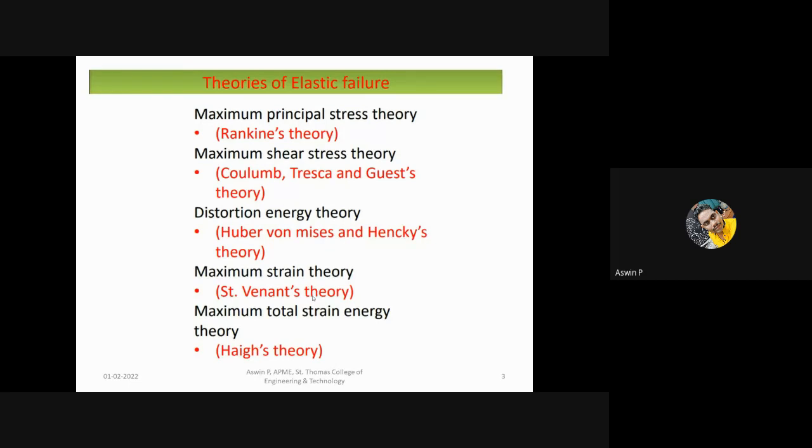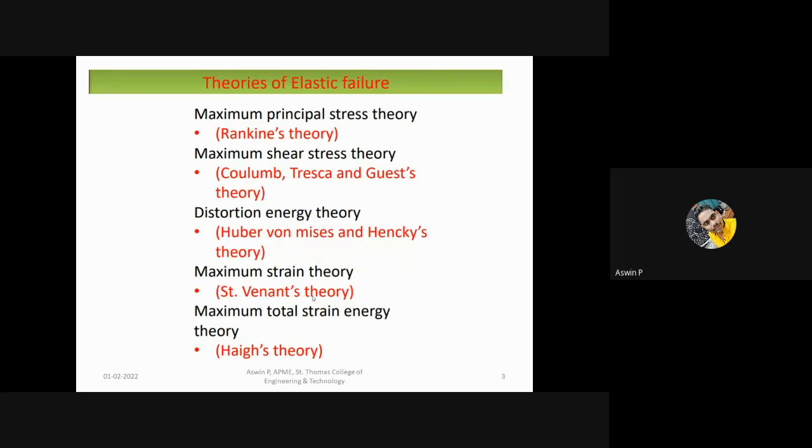Then second one is maximum shear stress theory, in brackets Coulomb, Tresca and Guest theory. These three are different words, that is Coulomb theory will be there, Tresca theory will be there and Guest theory will be there. They will ask either of these terms in your question paper. Most commonly they are using Guest theory.